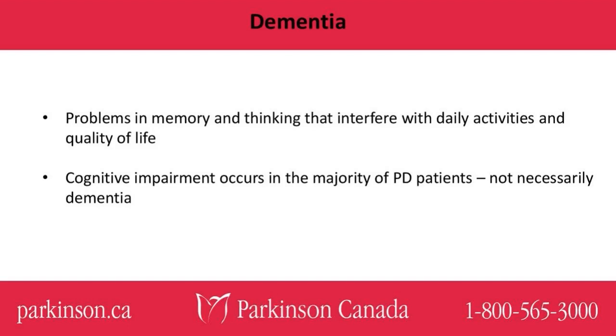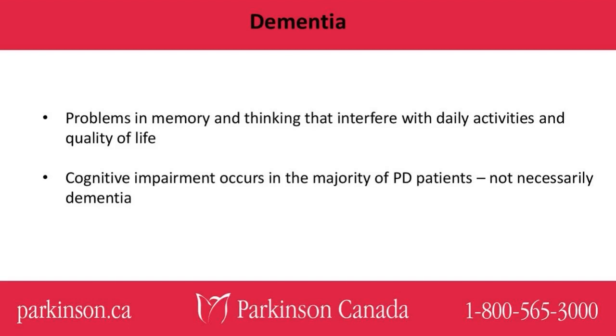Dementia is at a point that the problems in memory and thinking are interfering with daily activities and quality of life. So if somebody's managing okay but forgets certain words, but they can still do their banking, they're still perhaps able to drive, we wouldn't say that the person has dementia. We would say that they have cognitive impairment.